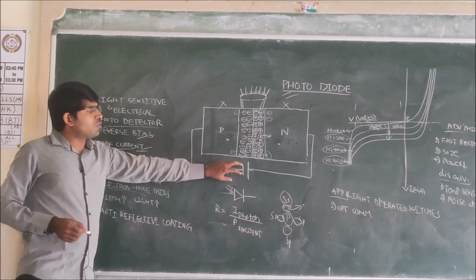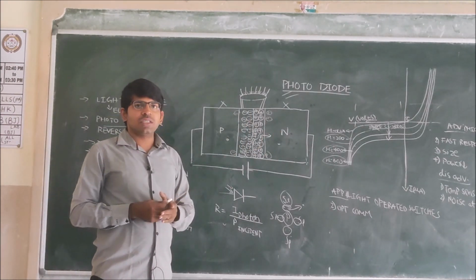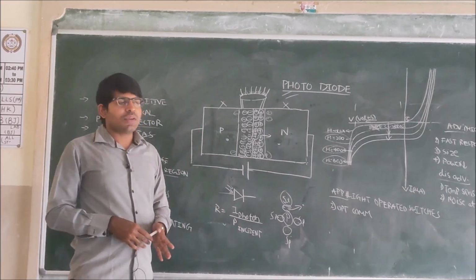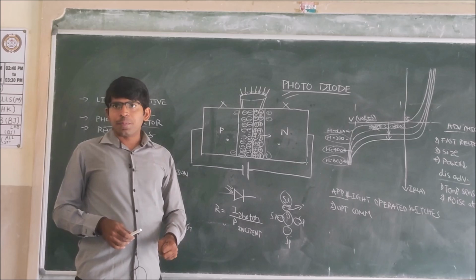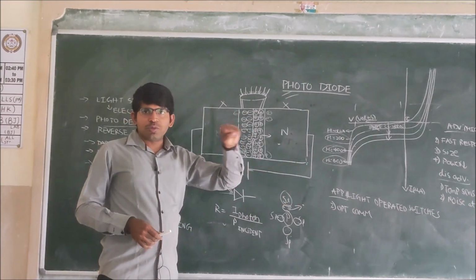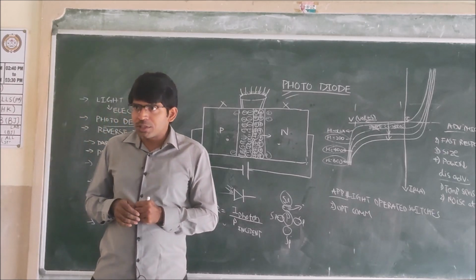With the increment of the reverse bias voltage, the depletion region width increases. With more depletion region width, there is a chance for the absorption of more light. And when more light is absorbed, there is a chance for more generation of electron hole pairs.